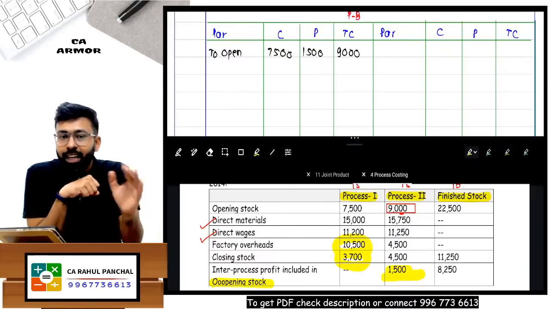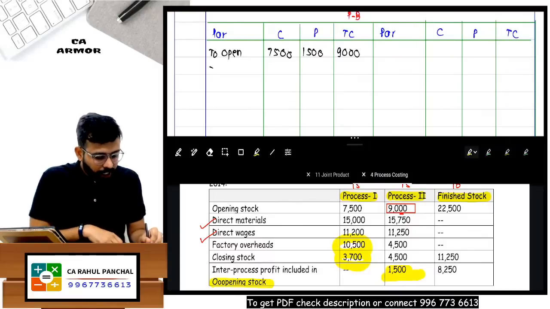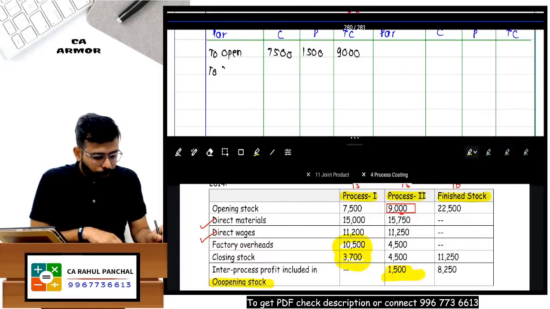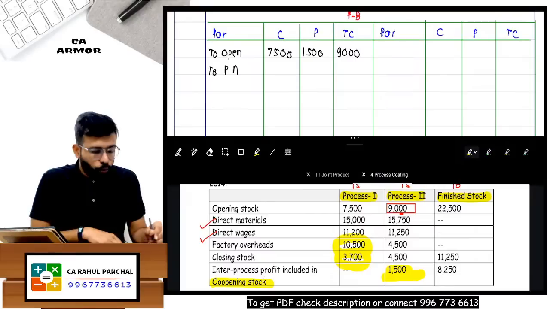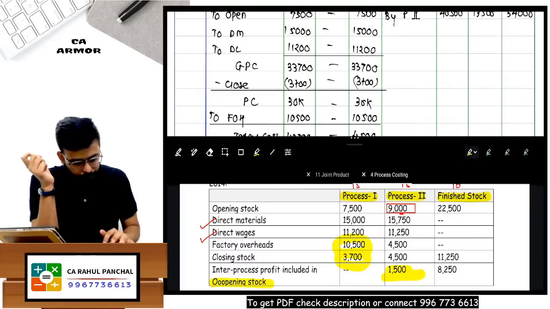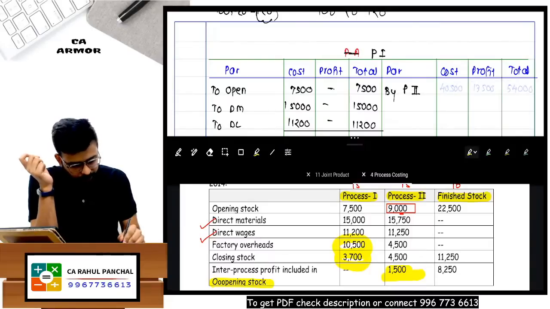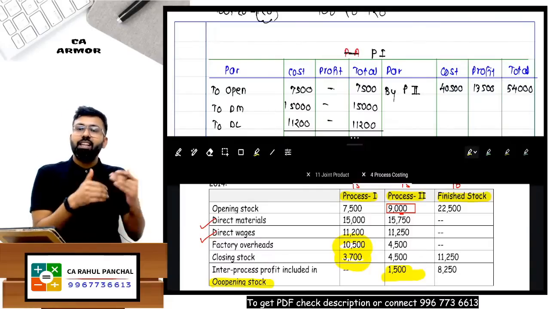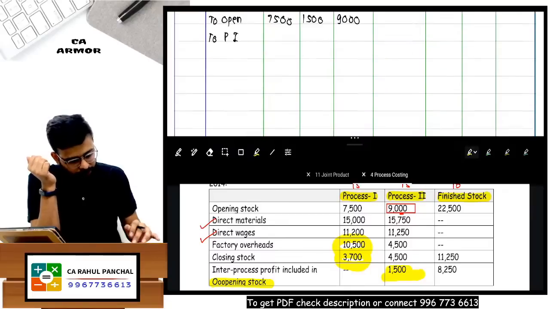Generally, you will write material and labor, but it is a subsequent process. Input will also come from the earlier process. So first you will have to write process 1. Input will come from the process 1 account. So you will copy this. See what is appearing over here. That is this: 40,500 is your cost, 13,500 is your profit, and 54,000.